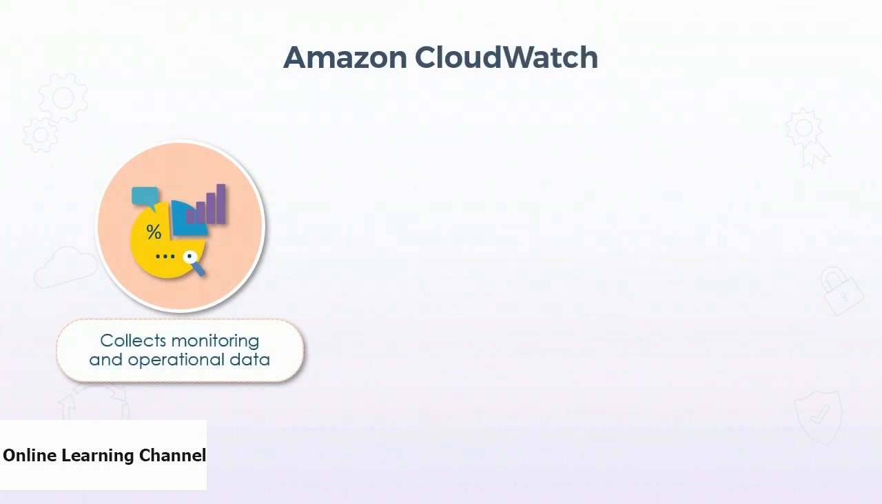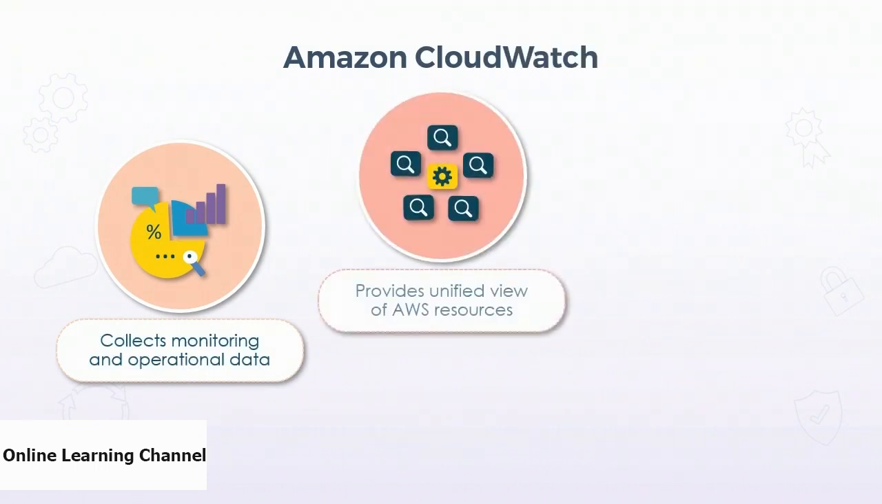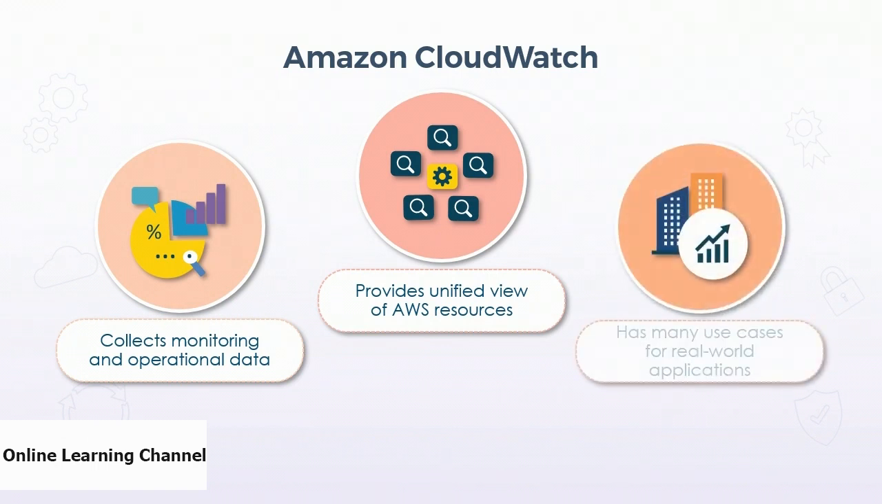CloudWatch collects monitoring and operational data in the form of logs, metrics, and events, providing you with a unified view of AWS resources, applications, and services that run on AWS and on-premise servers. You can use CloudWatch to detect anomalous behavior in your environments. You can set alarms, visualize logs and metrics side by side, set automated actions, troubleshoot issues, and discover insights to keep your application running smoothly.